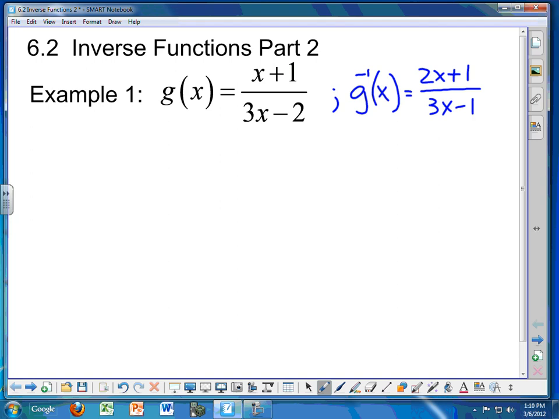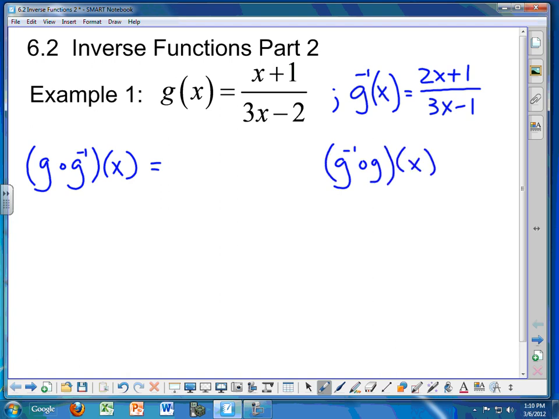And so today I thought I would go ahead and work through the composite g of g inverse of x. And as we realized in the past, the g of g inverse should turn out to be x when we're finished. Likewise, g inverse of g of x should also equal x. But for today's video, we're just going to do the g of g inverse.